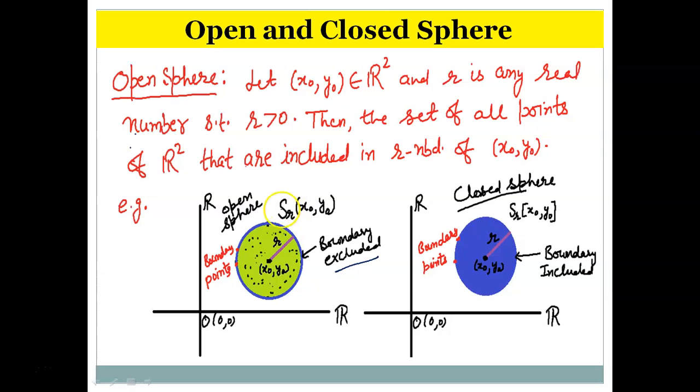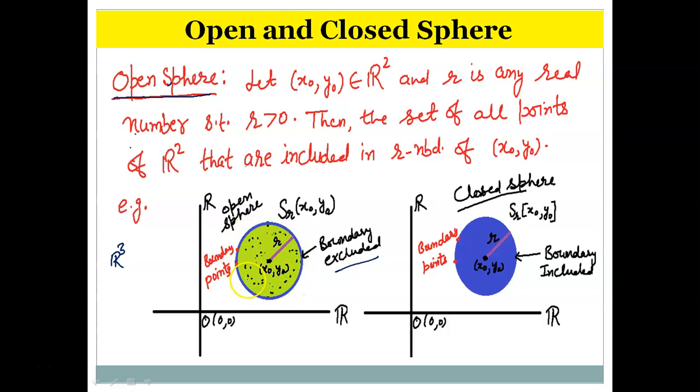This set is represented as S_R, where R means the radius, and x0, y0 denotes the center of this circle. But it is always a query in the mind: here we are talking about a circle, but we are calling it a sphere. In general, we call this a sphere because if we move on to the R3 space, the three-dimensional space, then the point will be x0, y0, z0, and the radius R, and then it will be a sphere. So depending on the dimensions of the space under consideration, the neighborhood changes its form.